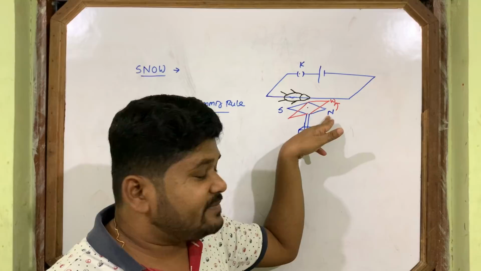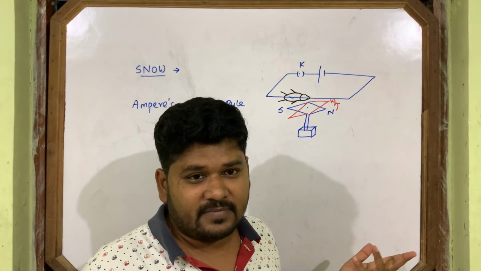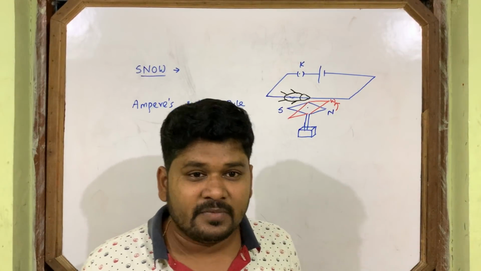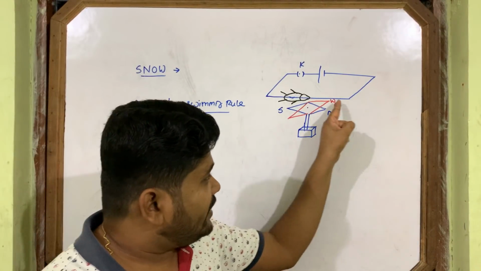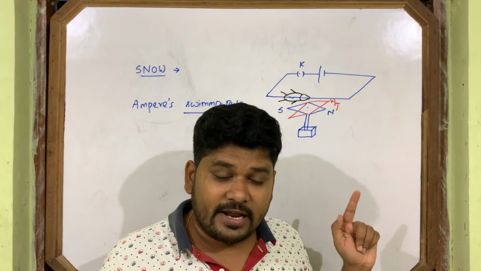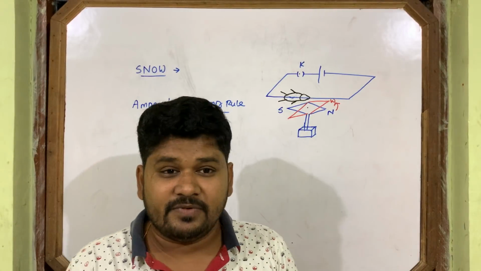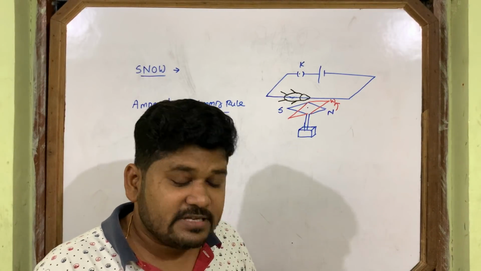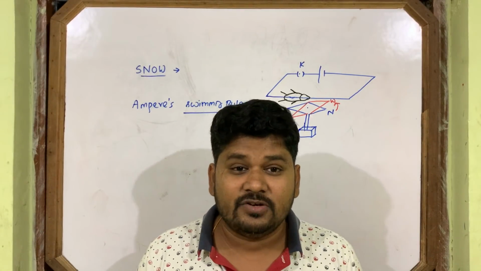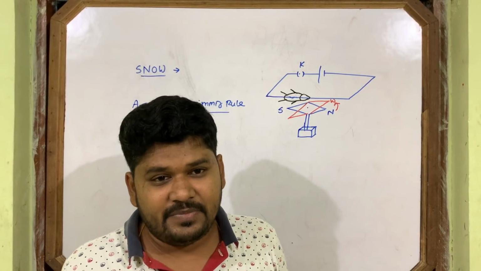The north pole is deflecting towards which hand? Right hand or left hand? Left hand. When one swims along the conductor, along the direction of current, keeping his face towards the needle, the north pole of the needle is deflected towards west. The same rule, same thing.